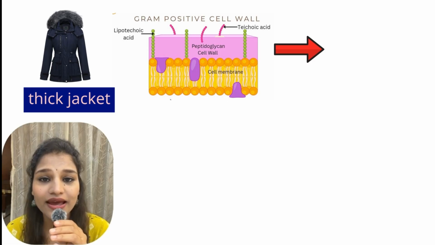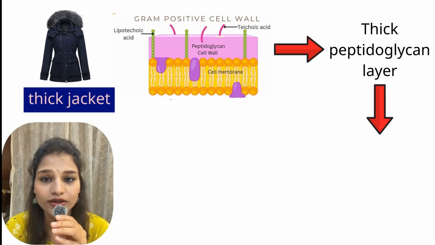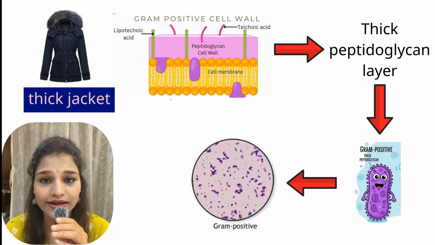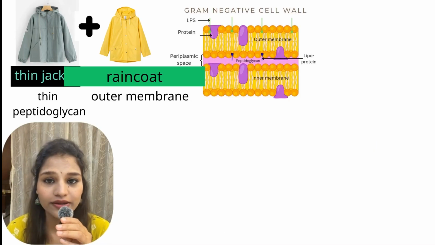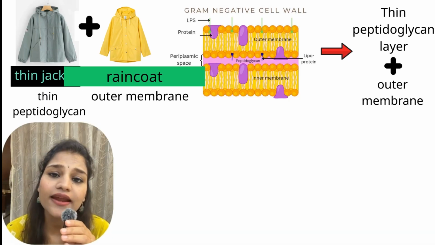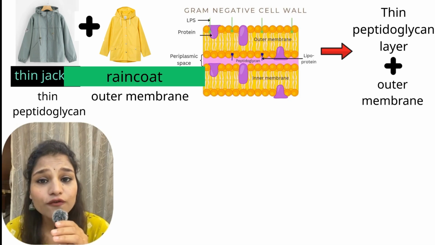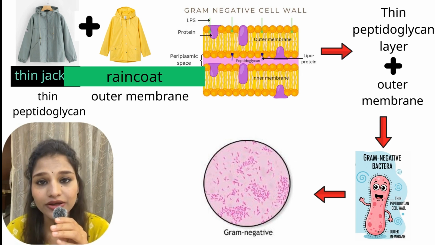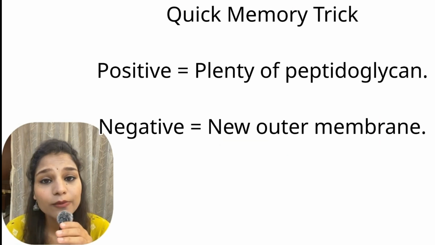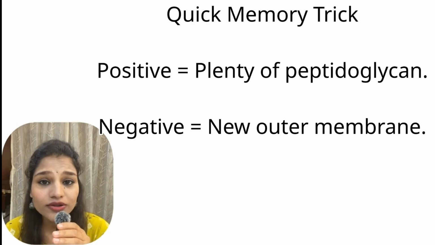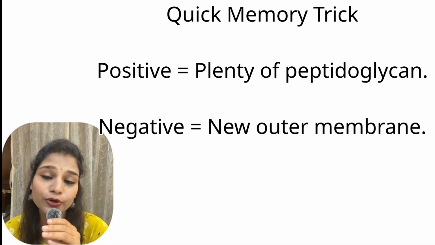Gram positive bacteria have a thick peptidoglycan cell wall. Because of this, they retain the purple gram stain and appear violet in color under the microscope. Gram negative bacteria, next, have a thin peptidoglycan layer, but outside it they possess one more additional outer membrane. Because of this extra membrane, they do not retain the purple stain. Instead, they appear pink after the gram staining procedure. Quick memory trick, guys: positive means plenty of peptidoglycan, negative means your outer membrane is present. It's not the official definition, guys, but it helps you remember during the exams.